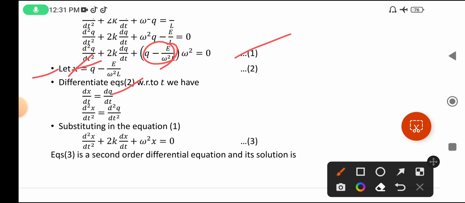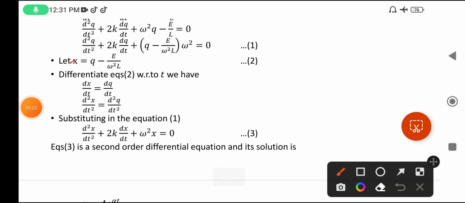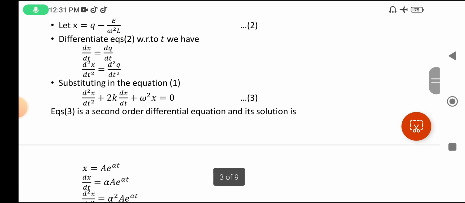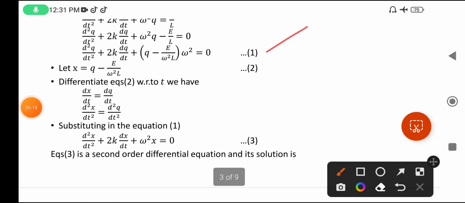Differentiate twice. Why is it that d q by t is not coming? Because it is a constant term. If you differentiate it with time, that becomes 0. So only q will be differentiated. So dx by dt is dq by dt, this term is 0. Again differentiate: d square x by dt square is d square q by dt square. Now substitute them in equation 1.